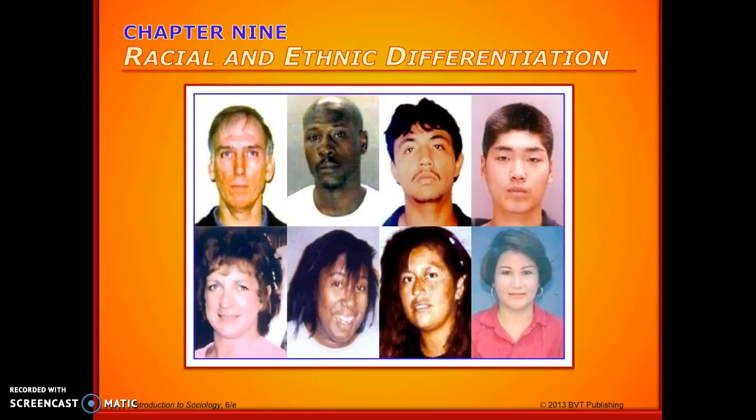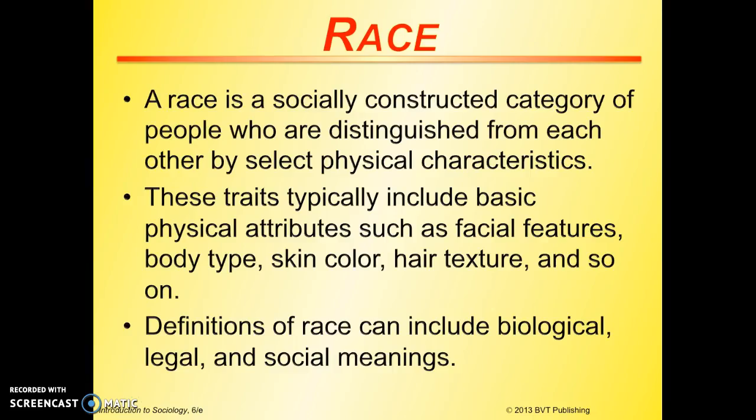Today we are going to talk about racial and ethnic differences. So race. Race is defined as a socially constructed category of people who are distinguished from each other by select physical characteristics. These traits typically include basic physical attributes such as facial features, body type, skin color, hair texture, and so on. Definitions of race can include biological, legal, and social meanings.